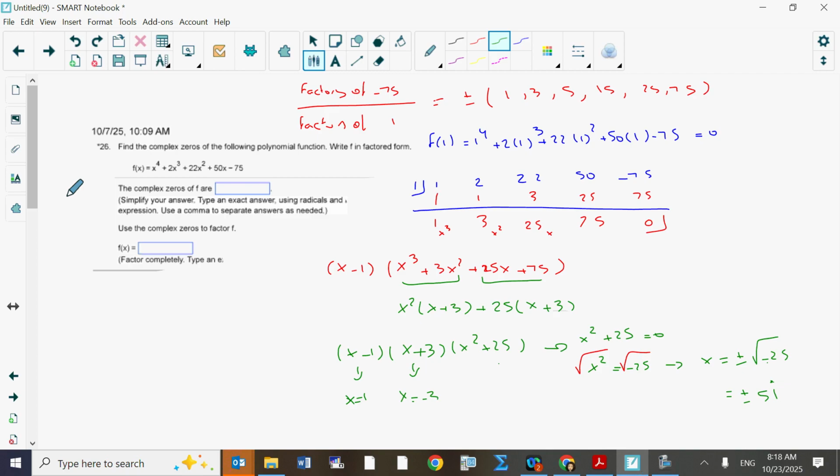And what is the factored form of the function? You're going to write x minus 1, x plus 3, and for this one, you're going to write x minus 5i and x plus 5i. This is the complete factored form of the function.